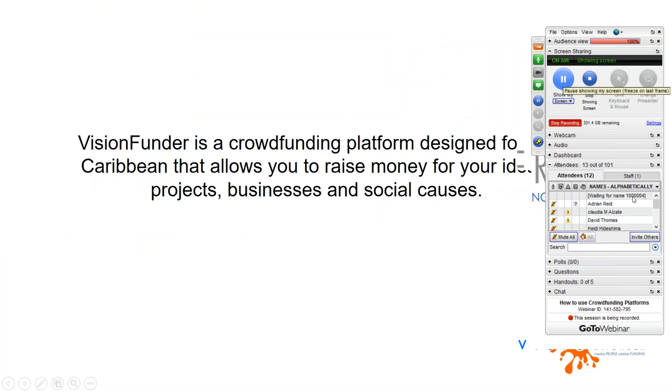So Vision Funder is a crowdfunding platform really designed to allow Caribbean entrepreneurs to raise money for their ideas, their projects, their businesses, and social causes. I've been working with entrepreneurs for quite a while, and one of the most frustrating things I've seen is people having great ideas and great passion, things that can really change the way we live and do things, but having great difficulty finding the capital to bring those ideas to life.